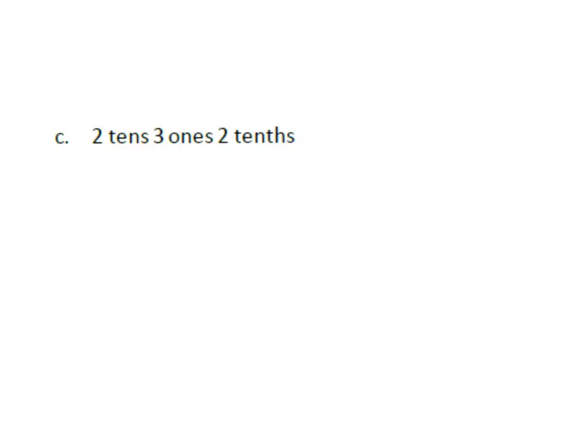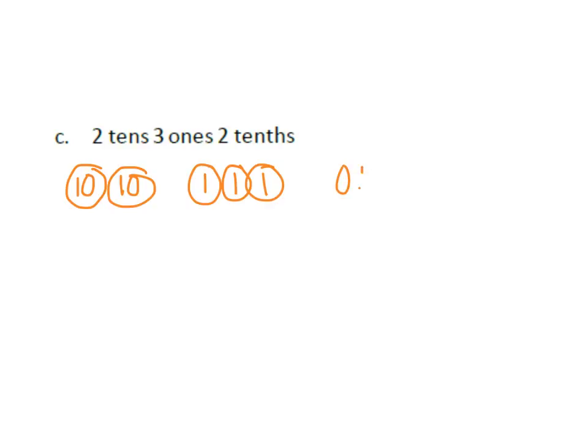Look at letter C. Go ahead and draw the discs for 2 tens, 3 ones, and 2 tenths. Pause the video while you work and replay when you are ready. So we need to draw 2 tens discs. Then we need to draw 3 ones discs, and finally 2 tenths discs. Now we need to write this in expanded form. Pause the video while you work and replay when you are ready.